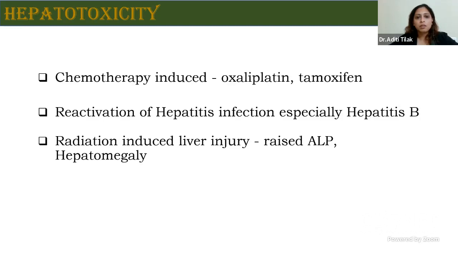Hepatotoxicity is usually induced by chemotherapy agents like oxaliplatin, tamoxifen. Similarly, reactivation of hepatitis infection, especially hepatitis B, must be borne in mind in patients receiving chemotherapy.